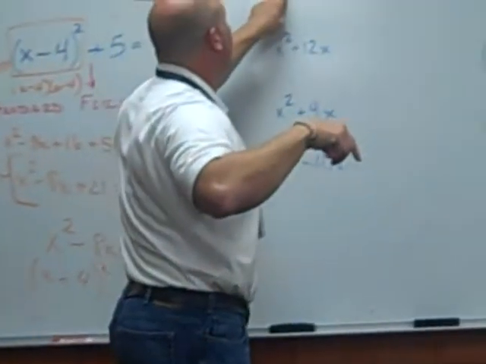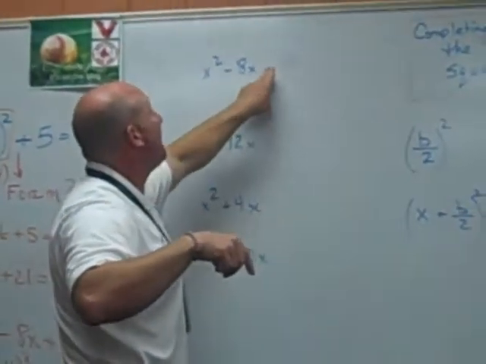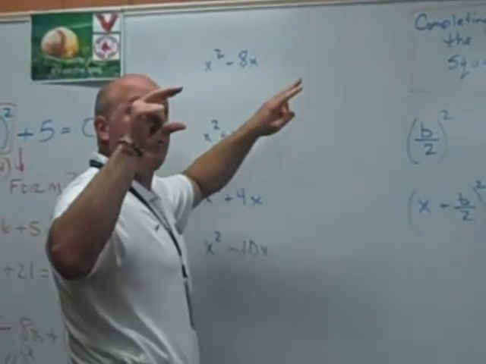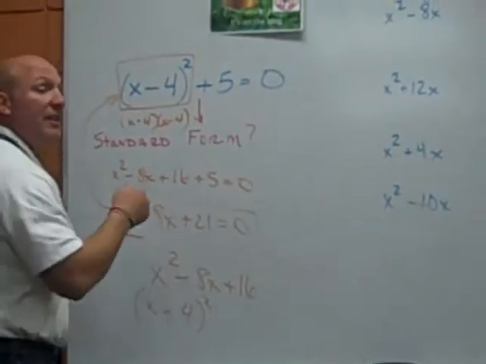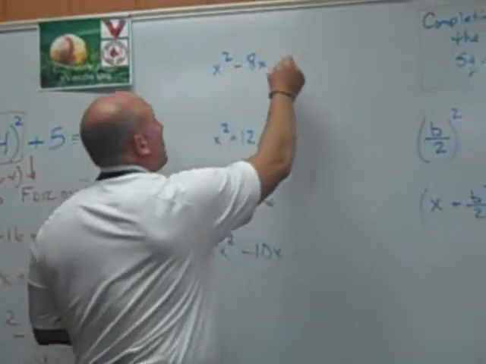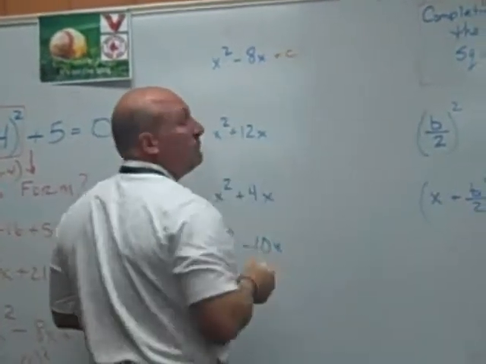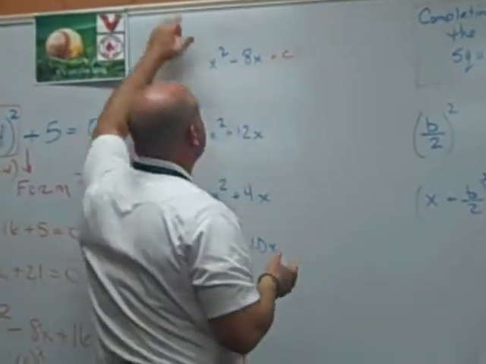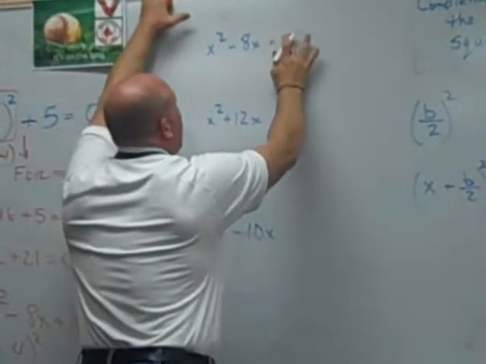So we're going to look at finding the value, the C value, A, B, C, the C value that makes this a perfect square trinomial. Well, we just did that one. This one would be 16.